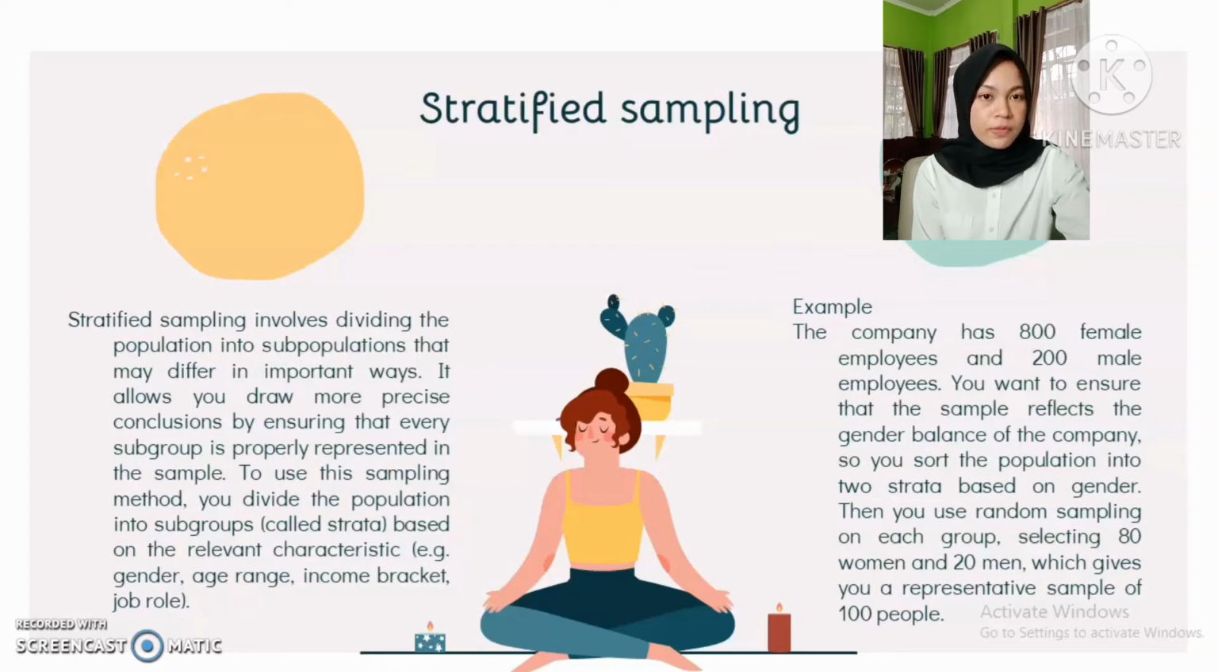For example, the company has 800 female employees and 200 male employees. You want to ensure that the sample reflects the gender balance of the company. So you sort the population into 2 strata based on gender. Then you use random sampling on each group, selecting 80 women and 20 men, which gives you a representative sample of 100 people.